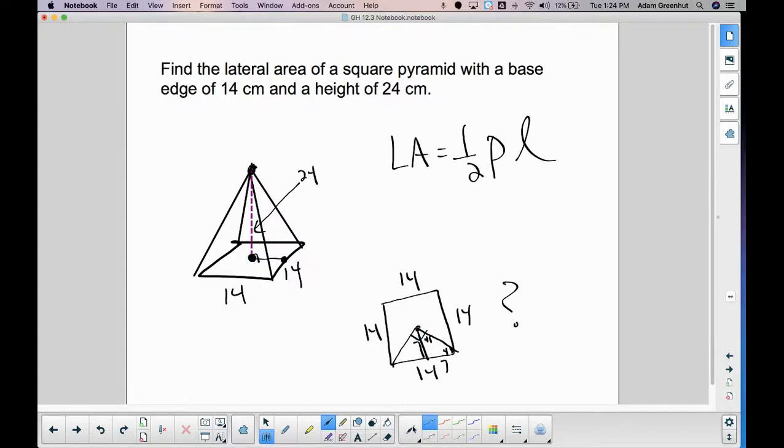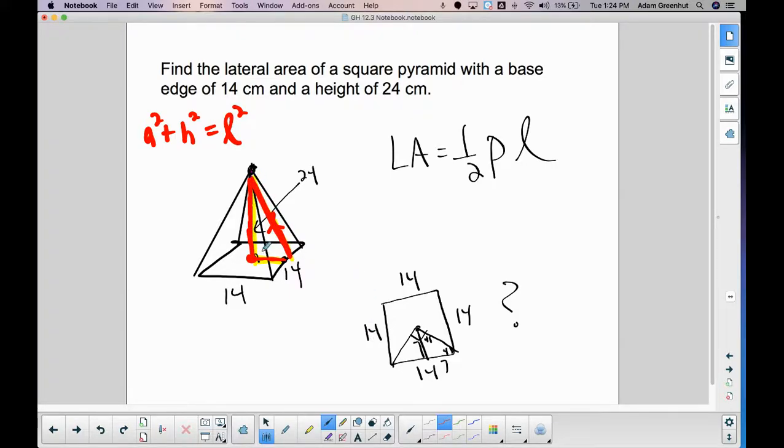Or we could just use the little trick that in a square, the apothem is just half the side. It's that same distance right there. It's half the side. So I have an apothem of 7. And if you take a look at what we got here, it is a right triangle. The apothem, the height, and this slant height here are forming a right triangle. The apothem squared plus the altitude squared equals the slant height squared. That's one of the right triangles that you'll be using relatively often.